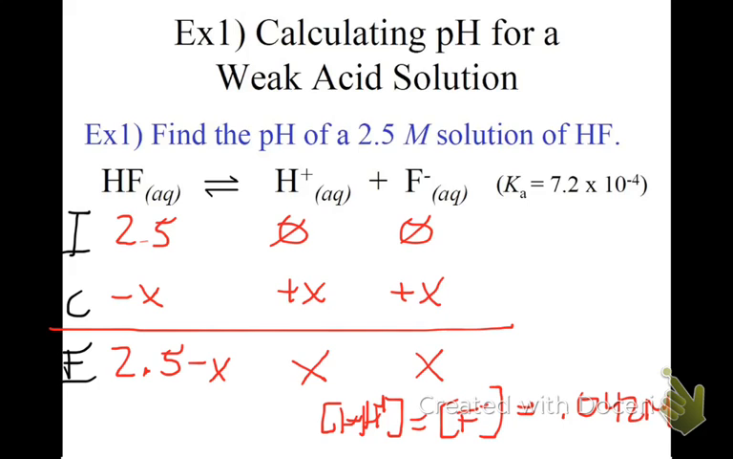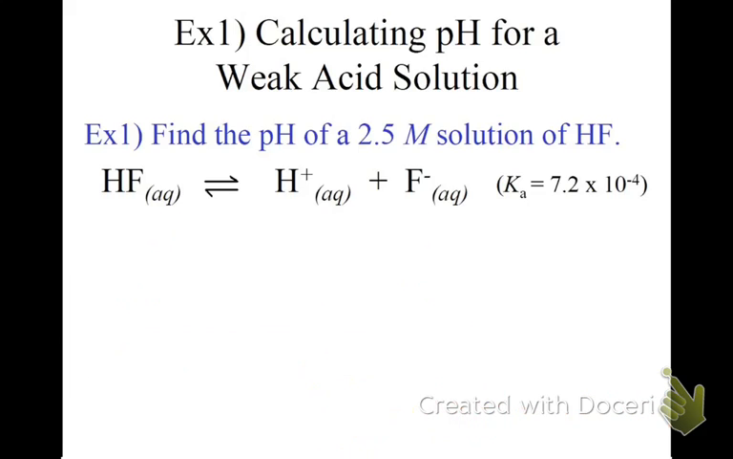Now what we're concerned with here is not necessarily the concentration of the F minus. That's not going to affect the pH at all. We're looking at the concentration of H plus. So we found now that the concentration of H plus in this solution at equilibrium is 0.042. So if we clear this out, we can now do the pH calculation with this finally.